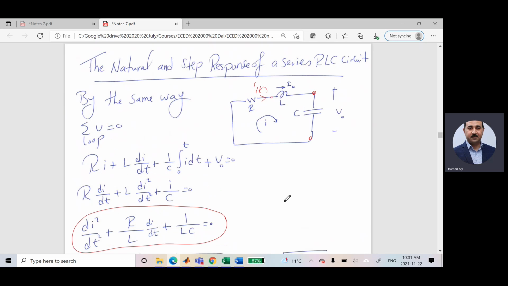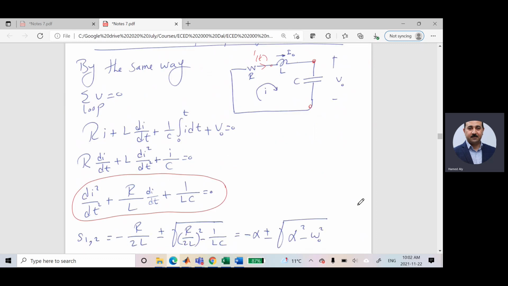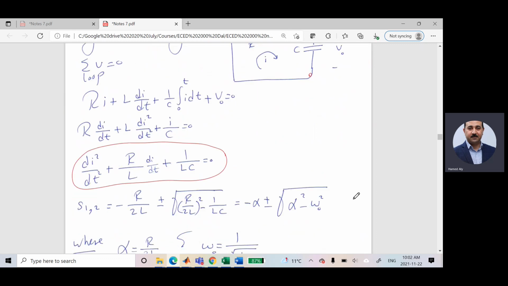Again, this is a second order differential equation. How to solve it? Like what we did before, we are going to assume the solution, which is i(t) equal to a constant times e to the power st. Then I will substitute in this equation by i. Then I will have a second degree polynomial equation. Then I'm going to find s1 and s2.